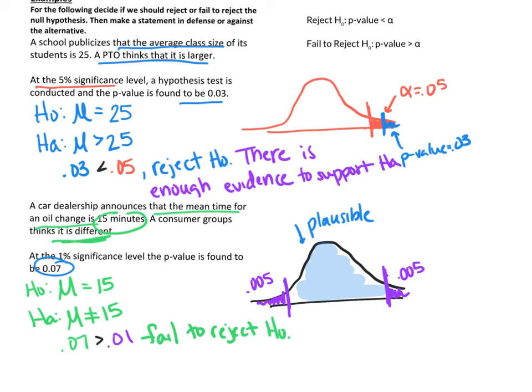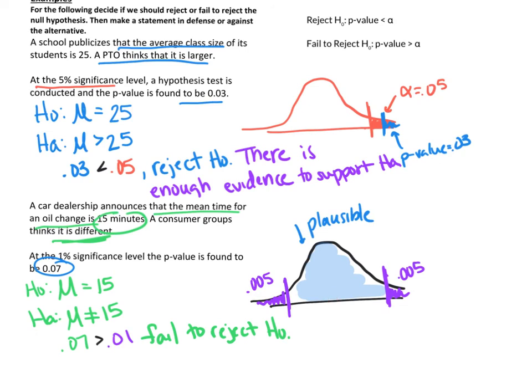Why am I failing to take away somebody's innocence? Because that's what you're doing. If you're saying in a court case, remember, the null is that you're innocent. If you fail to reject the innocence, what does that really mean? If I fail to reject your innocence, that means you are still innocent. Likewise, if I fail to reject this null, what does that really mean? That this is still possibly true. The mean is still possibly 15 minutes.